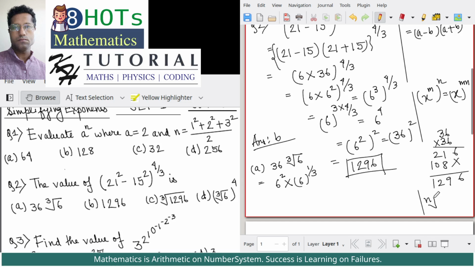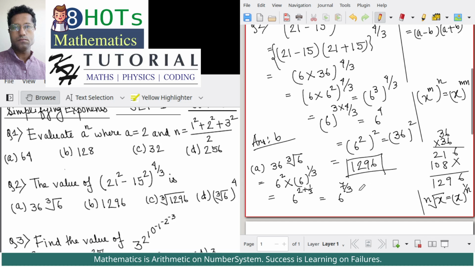The nth root of x is nothing but x to the power 1 by n, where obviously n has to be a positive integer. So if we add up the powers, this will be 6 to the power 2 plus 1 by 3, which is equal to 6 to the power 7 by 3. This will not be an integer or a natural number, but we can clearly see that the result after evaluating the given expression is 1296.